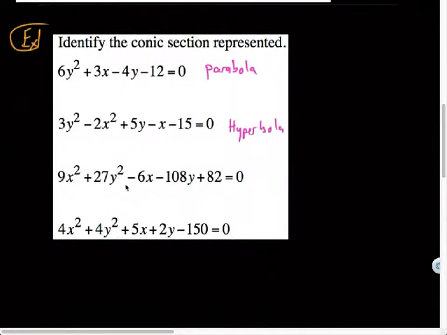right? For this one here, all right, they've got the same signs, they're both positive, but their quantities or magnitudes, I guess you could say, are different. So that's going to be an ellipse.